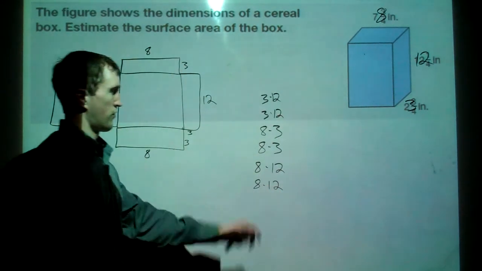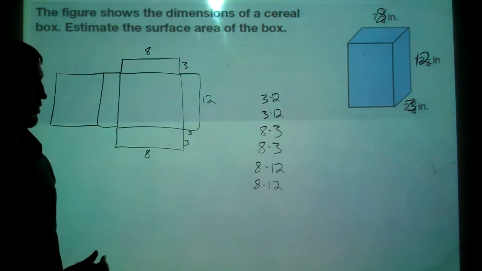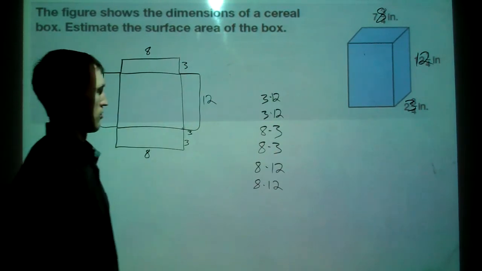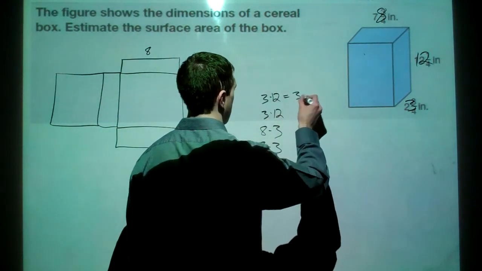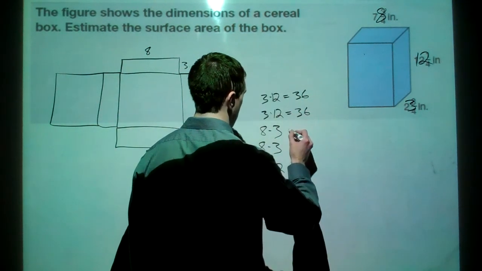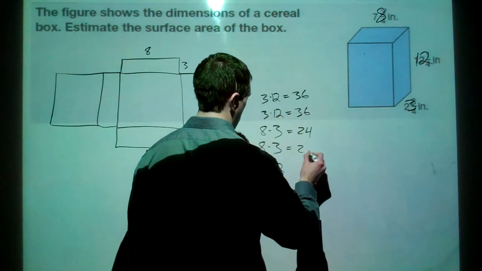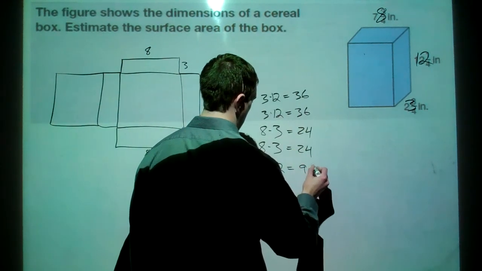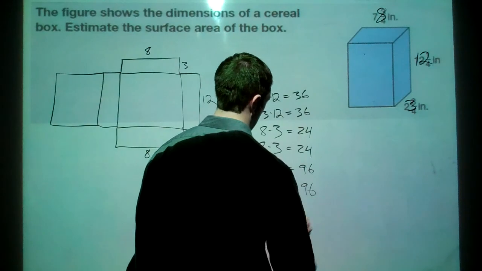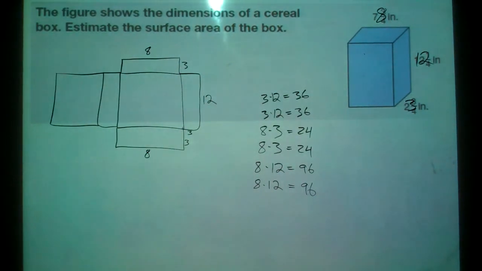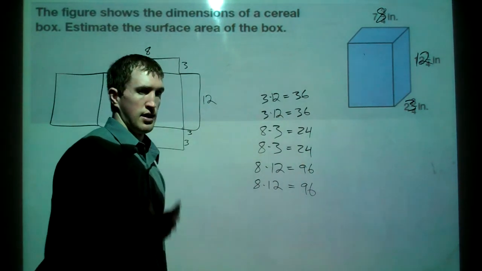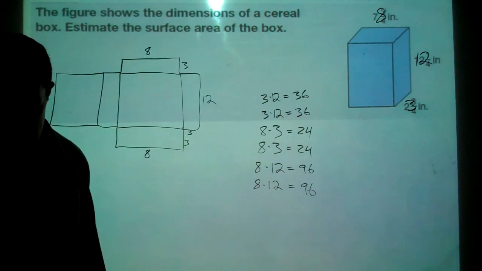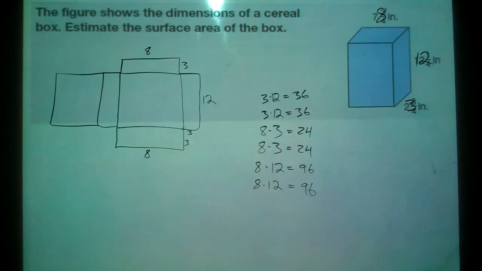Okay. So if we find the area of each rectangle, and then we add all those up, we should get our total surface area. So 36, 36, 24, 24, 96, 96. So if we add up all of those, we should get our total surface area in inches squared, and that would be an estimate, of course. We'll carry on with this tomorrow, and we'll see you then.